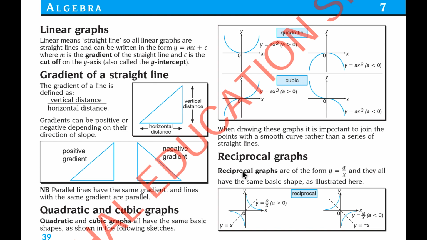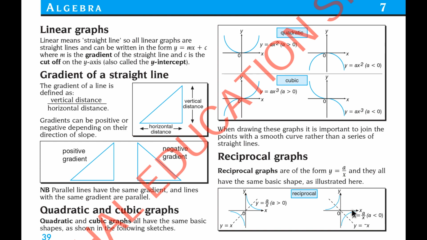Reciprocal graphs are of the form y equals a over x, and they all have the same basic shape, as illustrated here. a could be a constant. Now, if you have y equals x, it could be something like this. Now think of y equals a over x where a is greater than 0, so you get this format. Then think of y equals a over x where a is lower than 0, so you get this format.